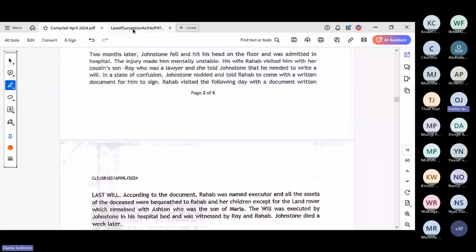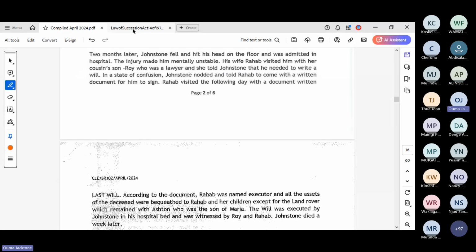It is invalid because in the case of Banks versus Goodfellow, the court said that a will is invalid if the testator did not have the mental capacity to make the will. Now you give us analysis and say from the question you're being told that Mr. Johnson fell and hit his head on the floor, and therefore his mental stability was affected. That is the point. So just go straight to the point so that you save on time, because there are so many questions. Okay, proceed.